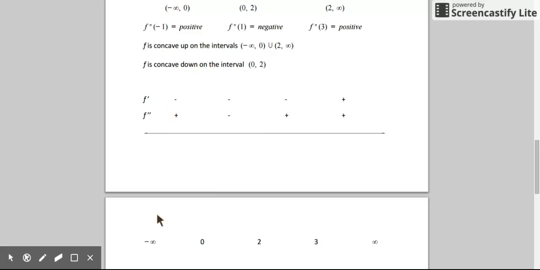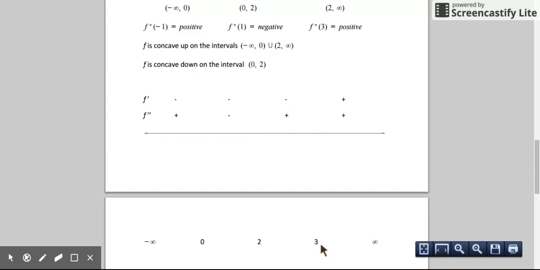So I knew that on the interval from negative infinity to 0, my first derivative was negative, my second derivative was positive, so that I know that my graph is decreasing and concave up on that interval. Then on the interval from 0 to 2, I know that my first derivative was negative and my second derivative was negative, so my graph is decreasing and concave down on that interval. From 2 to 3, I got my first derivative was negative and my second derivative was positive, so I know that my graph is decreasing but concave up.